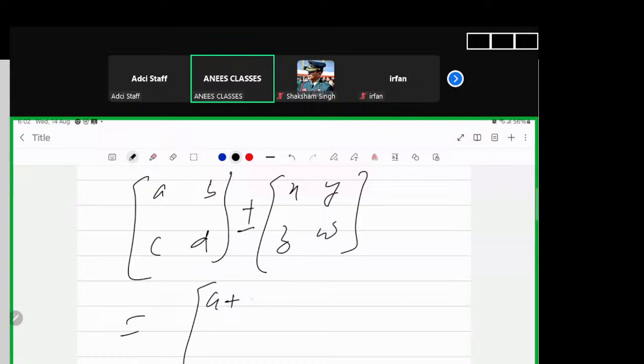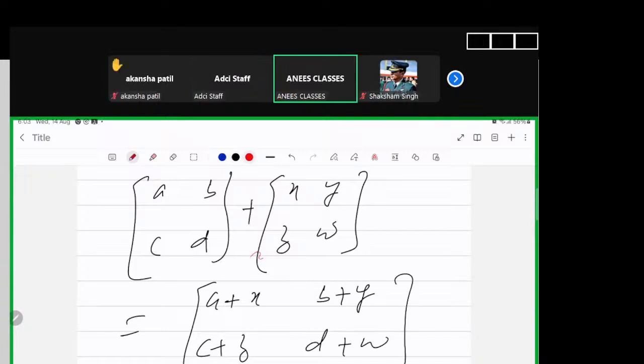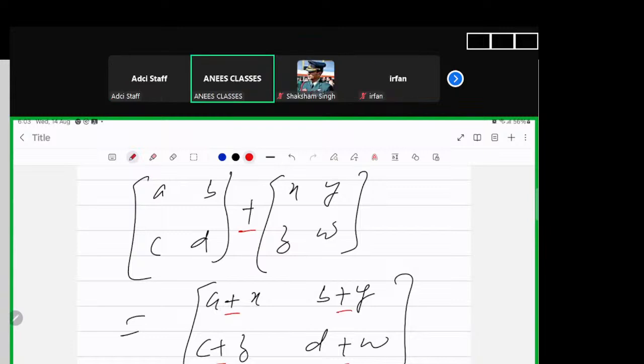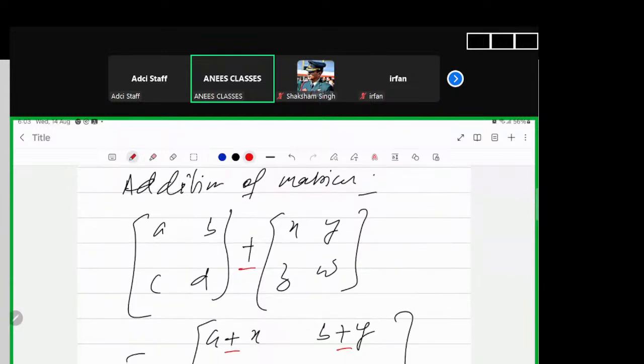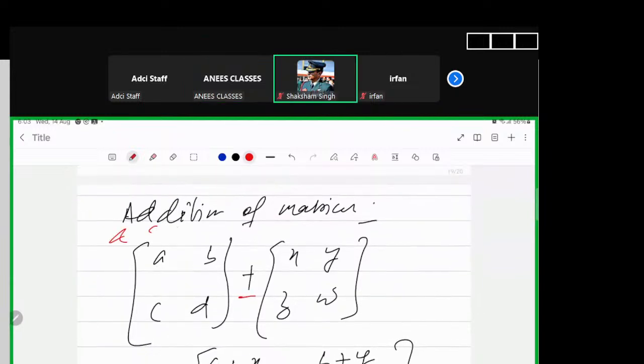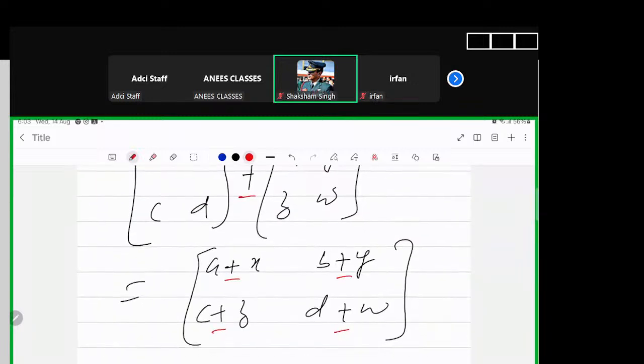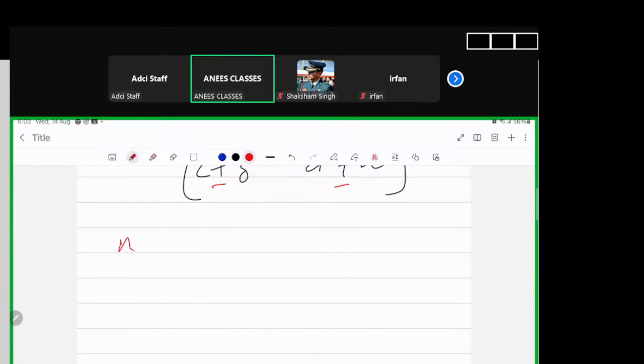So A will plus X, or let's say I will take minus after that, additions. A plus X, B will add with Y, C will add with Z, D will add with W. Suppose that you are subtracting the matrices, so A minus X, B minus Y, and so on. Understood, Saksham? Yes, sir. Addition and subtractions. Yes, sir. Understood.